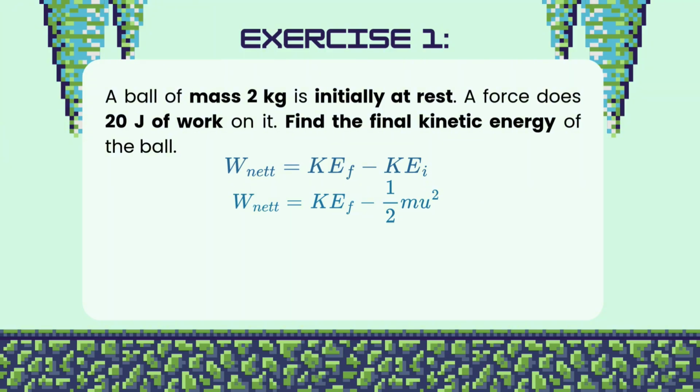To solve this question, we need to use the work energy theorem formula, which is work done equals final kinetic energy minus its initial kinetic energy. From the question, we can get the value of work done, the mass of the object, and its initial speed. Those values we need to substitute into the formula. Therefore, we get final kinetic energy is equal to 20 joules.